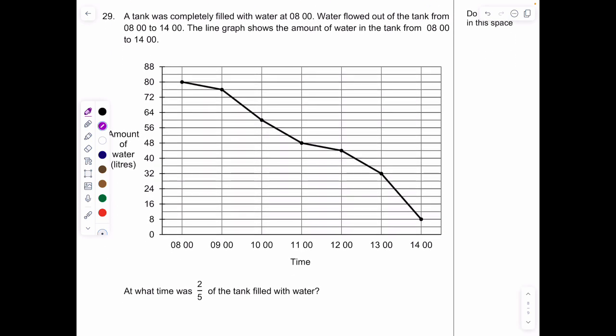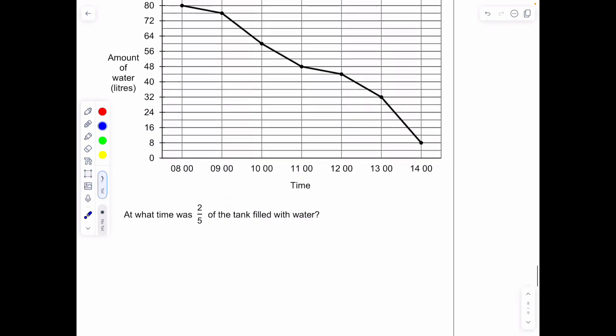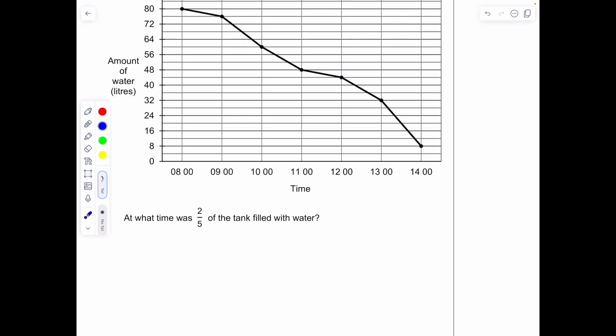Okay, 29. A tank was completely filled with water at 8 a.m. The water flowed out of the tank from 8 a.m. to 2 p.m. The line graph shows the amount of water in the tank from 8 a.m. to 2 p.m. At what time was 2/5 of the tank filled with water?